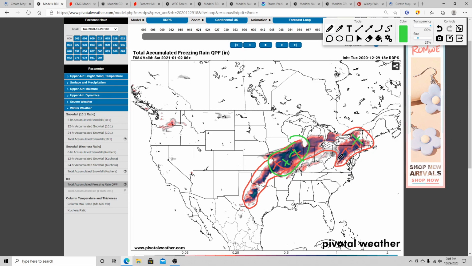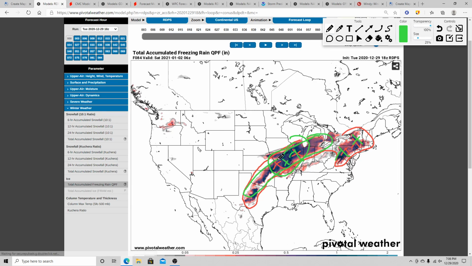There are still some uncertainties across the Northeast, so we won't really talk much about that just yet. But an ice storm threat is definitely there across a good chunk of these regions right in here, especially across Missouri and Illinois. That's an area to watch as well.